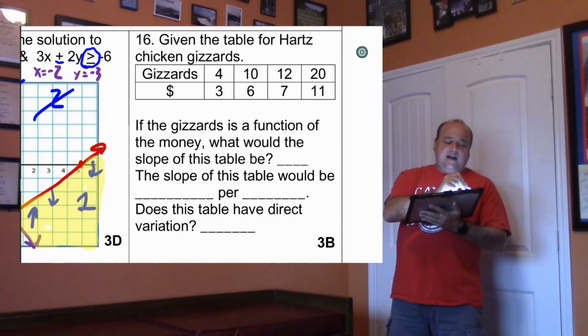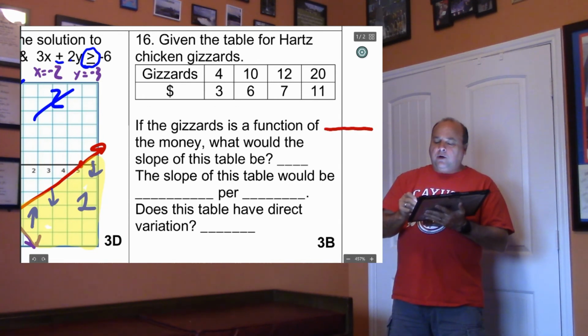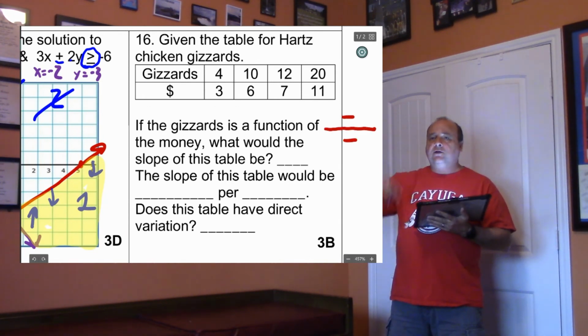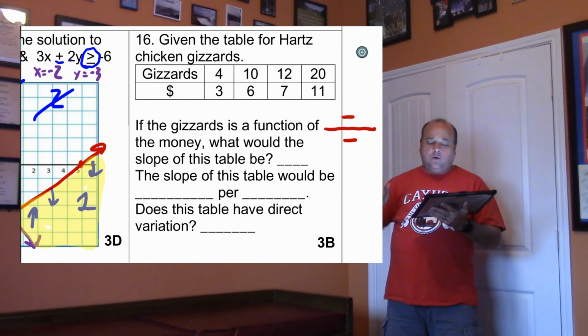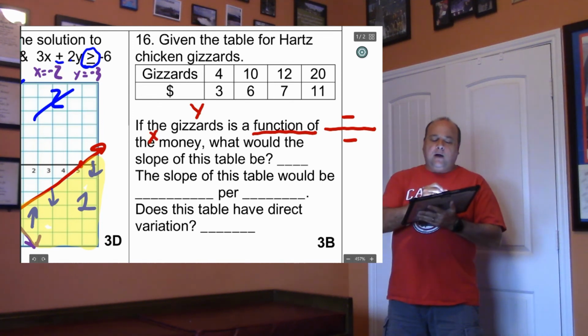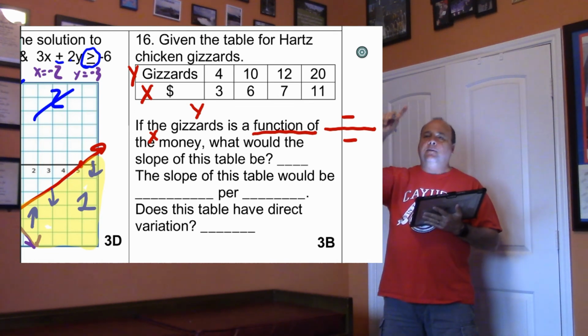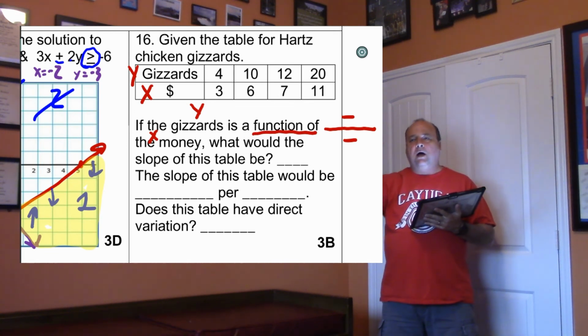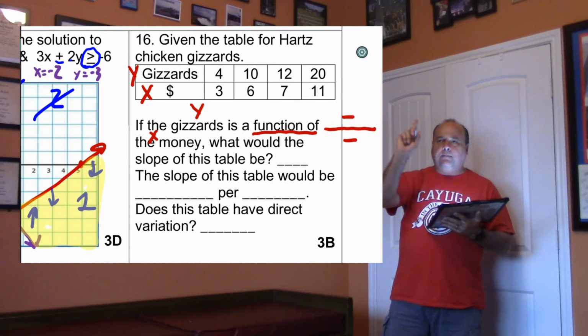Then on number 16, I'm just going to start you off. Remember, you need to draw a fraction bar. Your y's go on top, your x's go on bottom. In function notation, this is y, this is x. So my y is gizzards, my x is money. So this is going to be how many gizzards I could buy for $1.